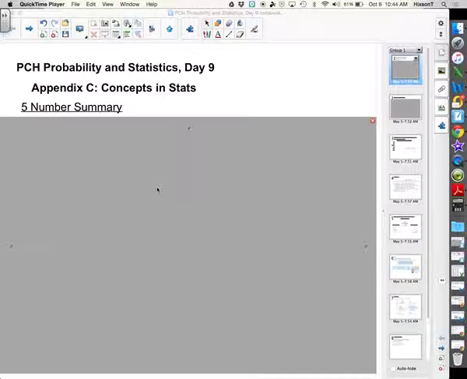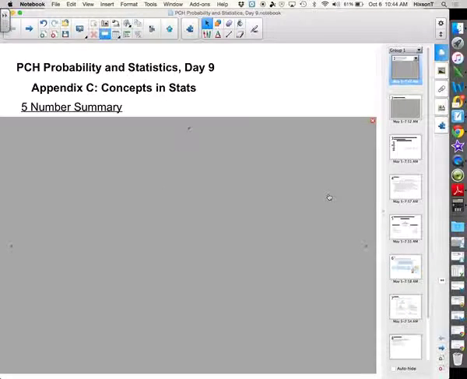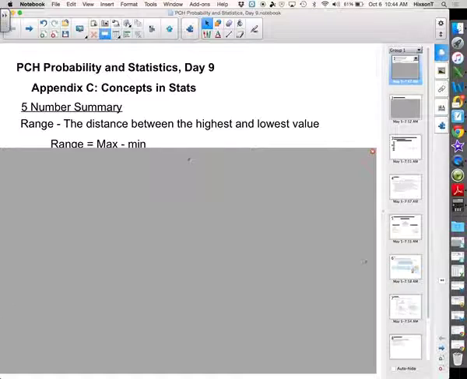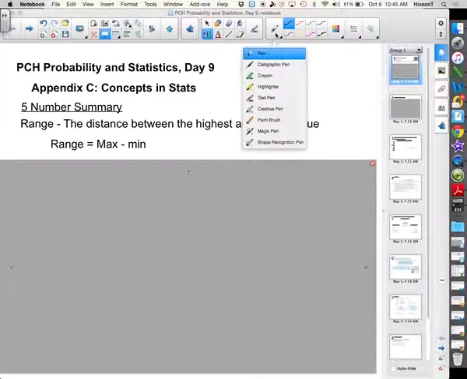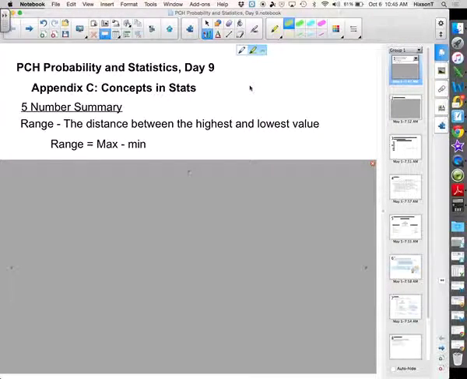Okay. Michelle? Maximum, minimum. The max and the min, okay? The highest and lowest scores, okay? So, we have here a 5-number summary. The range is not actually part of the 5-number summary, but it does involve 2 of the values that are part of the 5-number summary, okay? The max and the min.